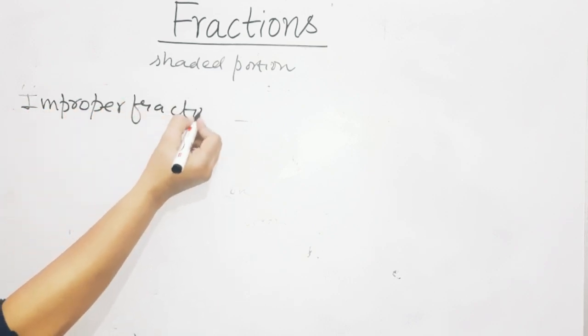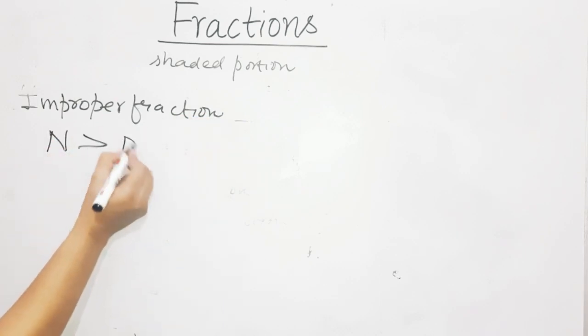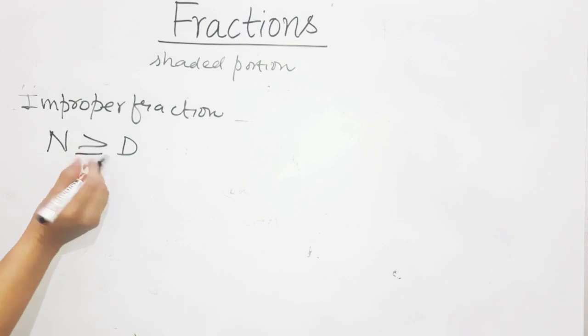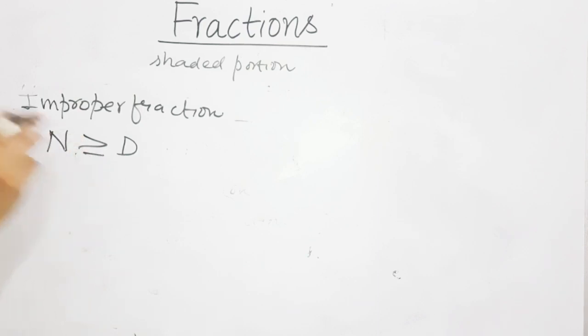Improper fractions are the fractions where the numerator is greater than or equal to the denominator. This is the symbol of greater than or equal to, right? Greater than is possible, equal is also possible. So, improper fractions are the fractions where the numerator is greater than or equal to the denominator, right?